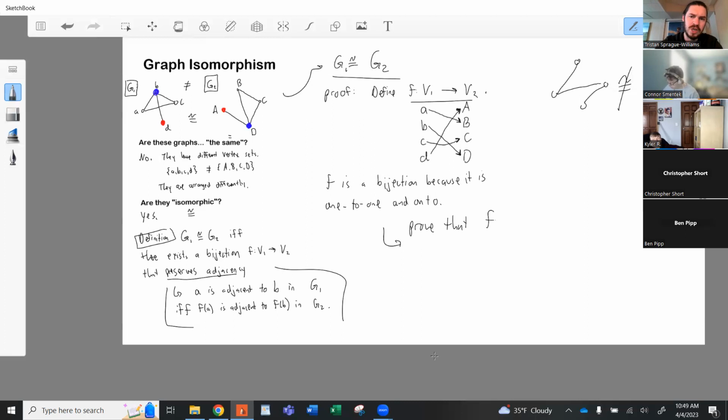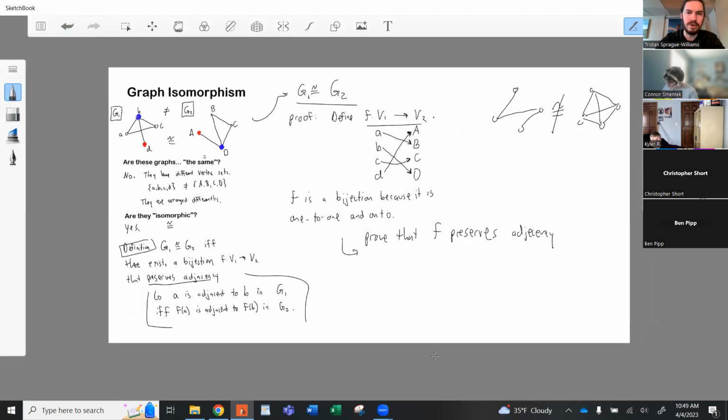And the mechanism for proving that the F we just defined preserves adjacency is to create what are called adjacency matrices for the two graphs, or equivalently adjacency tables. You can arrange it in a table format or a matrix format. I'm just going to do the matrix format, and then just show that those matrices are equal to each other. We're going to save that for another day, so we'll come back to that on Thursday. All right.